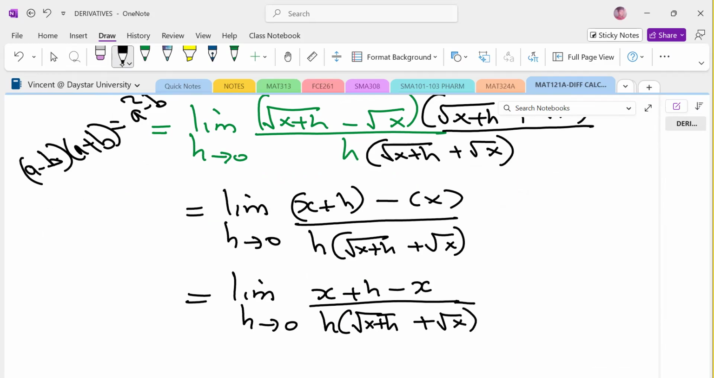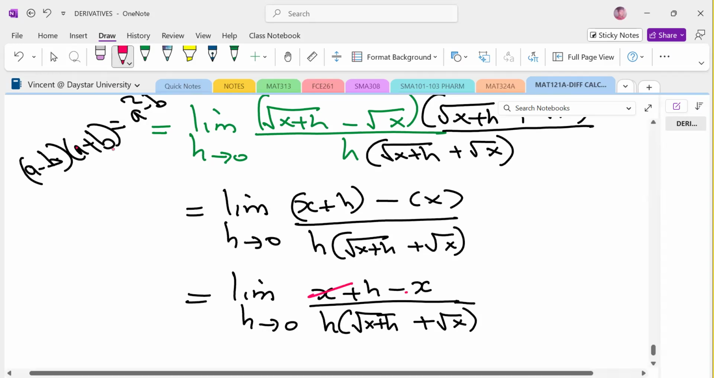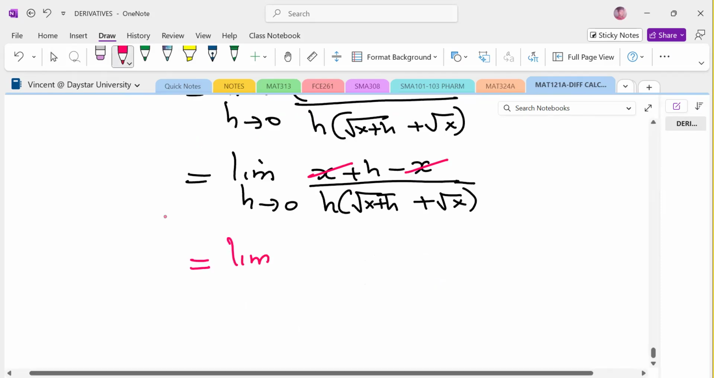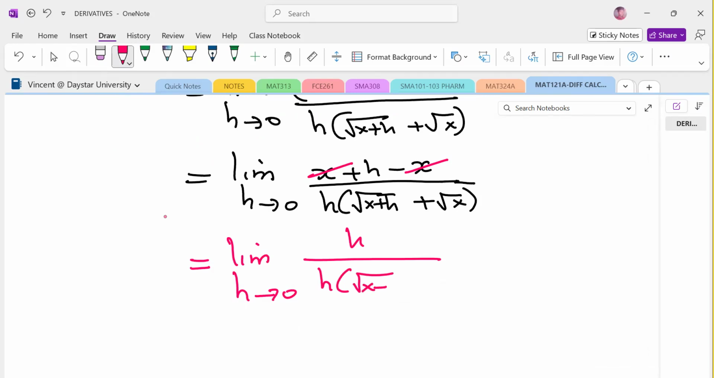So x and minus x cancels out. So that we have now the limit as h approaches 0 of h over h into root x plus h plus root x.